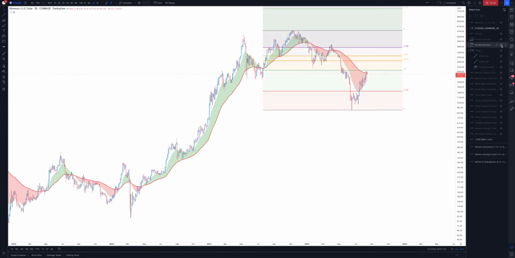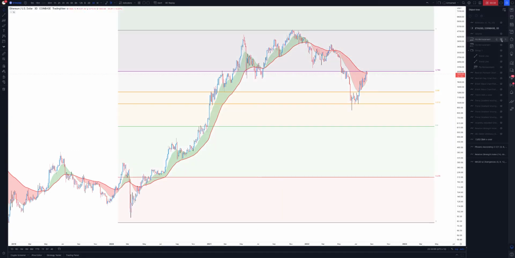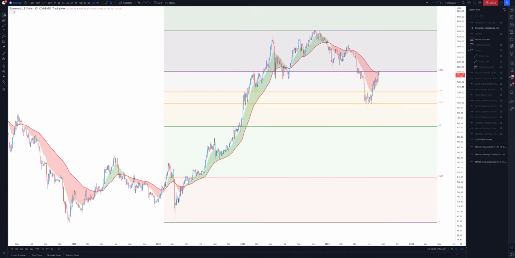And if we add our Fibonacci from top to bottom, so if we get the bottom from here, and we put the one all the way to the top, you see some confluence with this Fibonacci. So resistance, support, resistance. So that's one aspect.